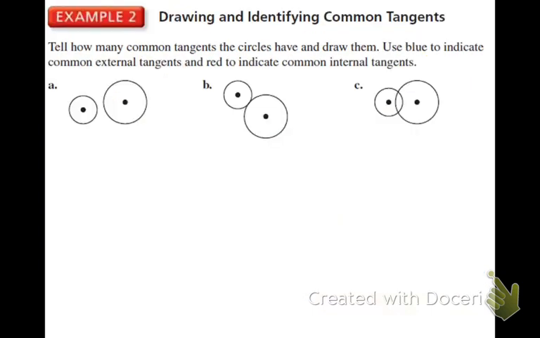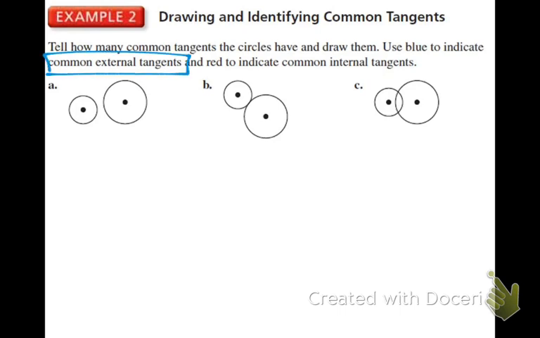Tell how many common tangents the circles have and draw them. So here's what will happen. A tangent, how many times does a tangent line touch a circle? Once. I'm just showing you, do not draw this yet. Will this line that I have drawn ever touch the other circle? No. So this would not be a tangent line they have in common. We need to find a tangent line that they have in common.